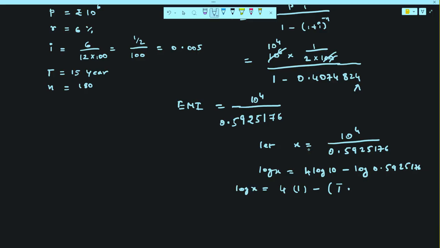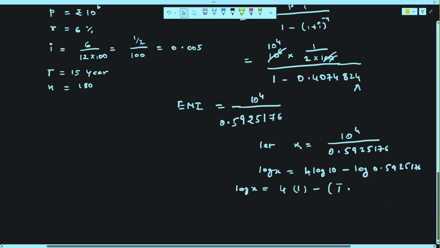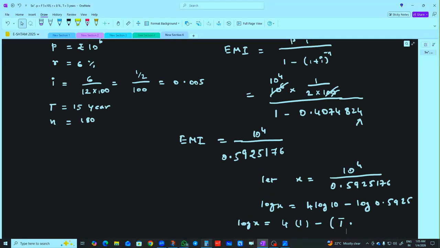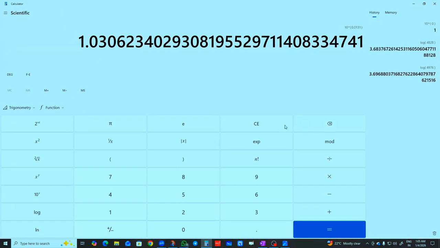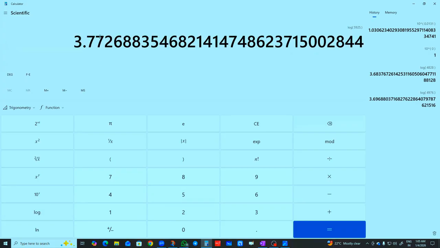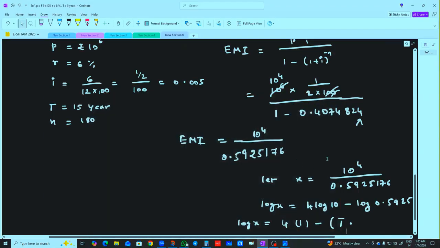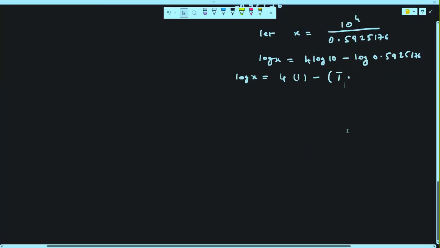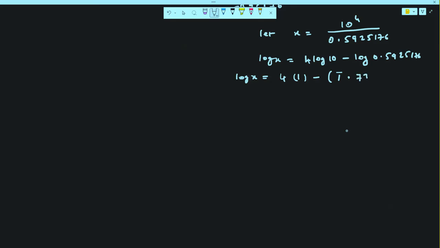Tell me 5925. Check the logarithm and tell me the answer. I will check. The 5925 log value is 7726. So this will be 4, and remember, only the 1 bar is negative and the decimal part is positive.